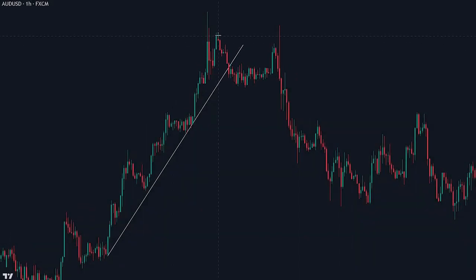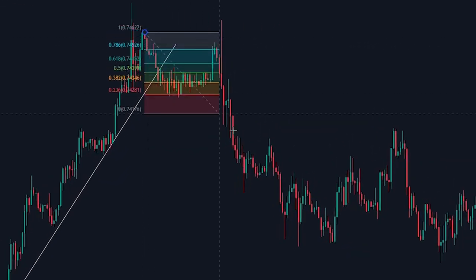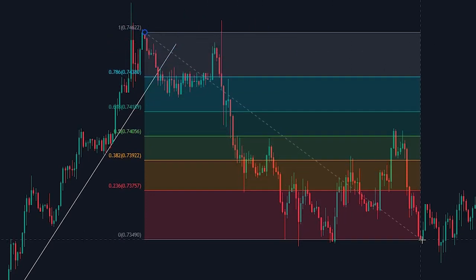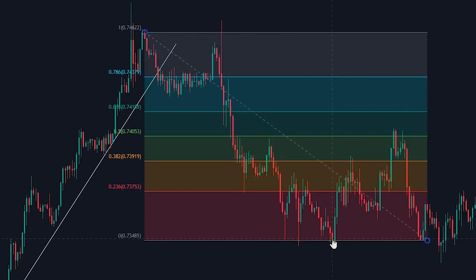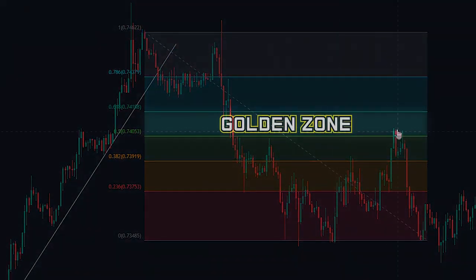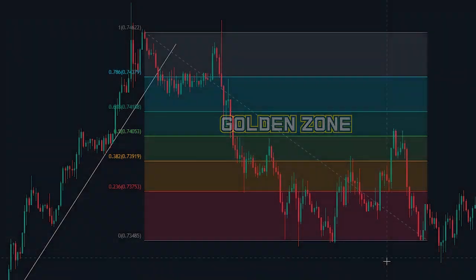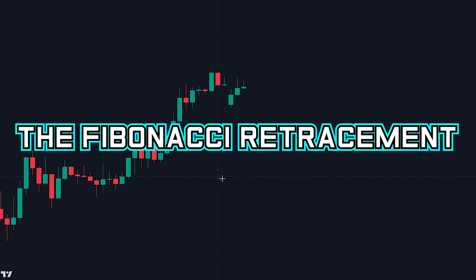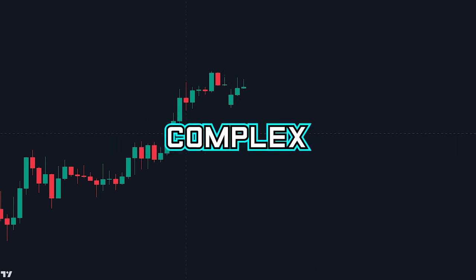We will be plotting the Fibonacci retracement from the highest point of the uptrend to the most recent major swing low. As you can see, the price made a pullback to the golden zone before it continued in the downward direction.